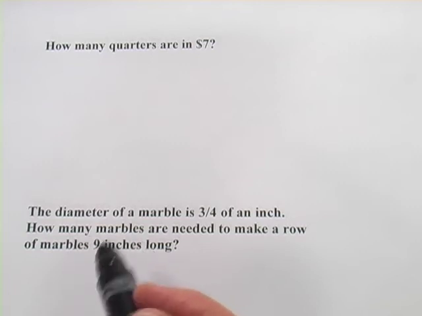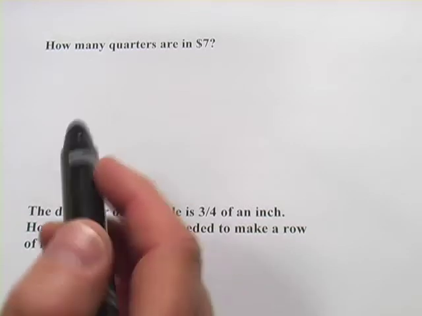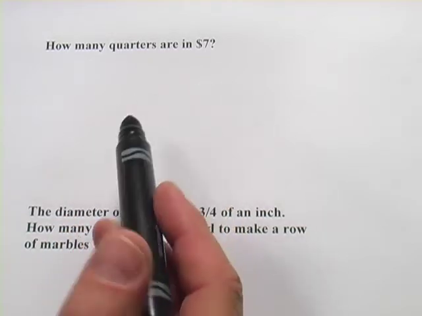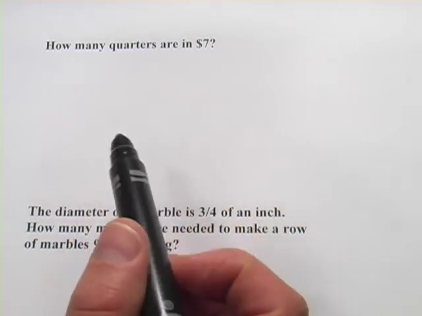In these problems, we're going to be doing some division that involves fractions. If you look at this first problem, how many quarters are in $7? You probably know that right off the top of your head. Since there's 4 quarters in a dollar, in $7 it'd be 4 times 7 or 28.